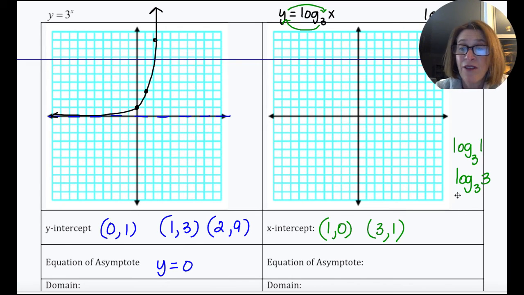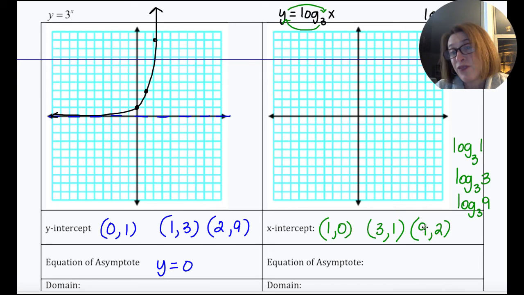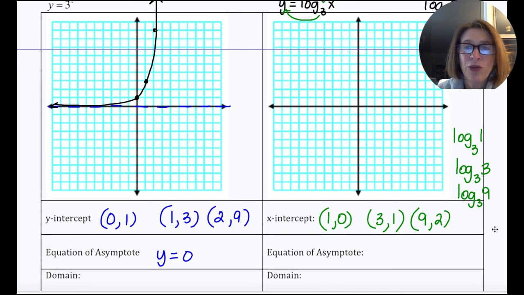All right, let's evaluate one more point. The other point, log base 3 of 9, because we know the point 9, 2 has to be on our graph. So log base 3 of 9 is 2, okay? All right, so hopefully you can kind of see that.